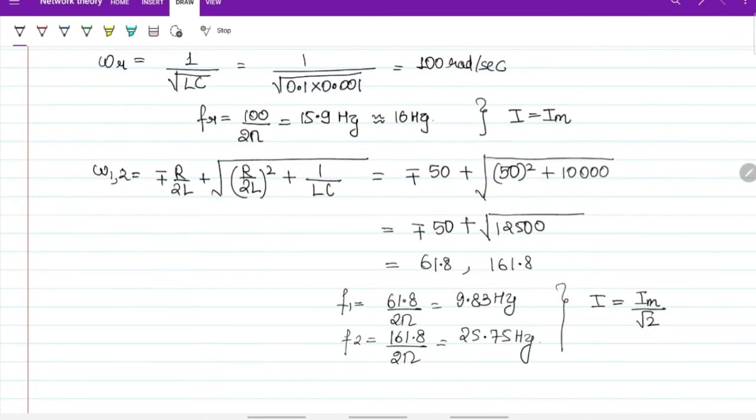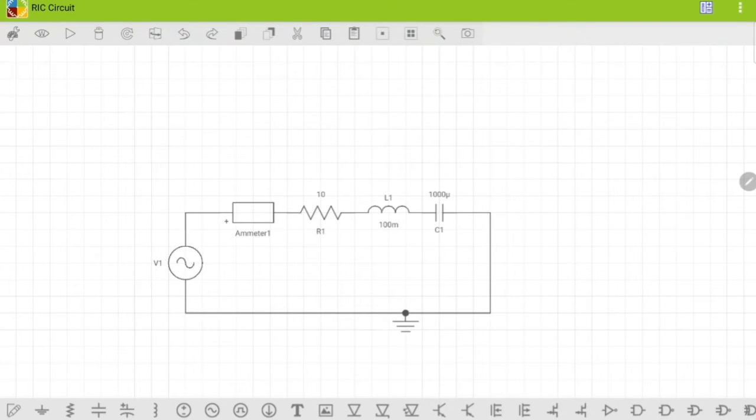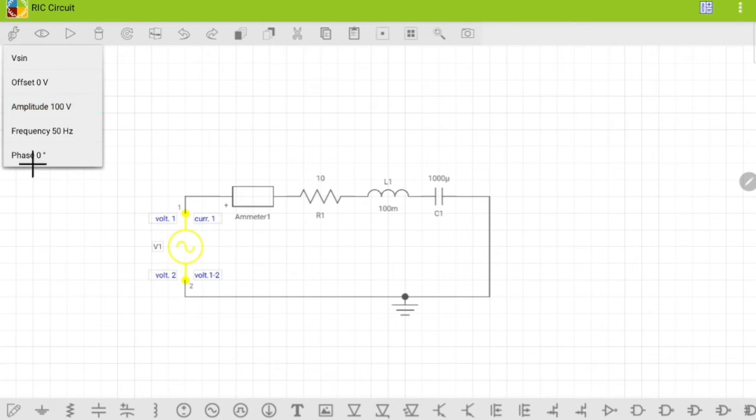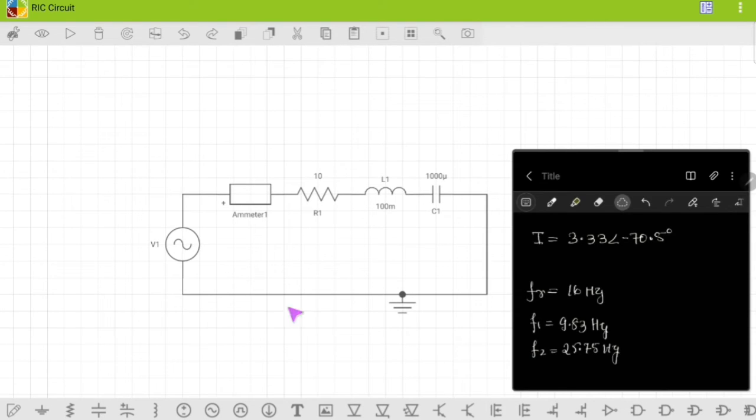Okay, now we'll put this value under simulation. Now this is our RLC series circuit where R is 10 ohm, L is 100 milli and C is 1000 microfarad. Value of this source is 100 volt and frequency is 50 Hertz. Now if we run this circuit, our current should be equal to 3.33 at an angle of minus 70.75, right?